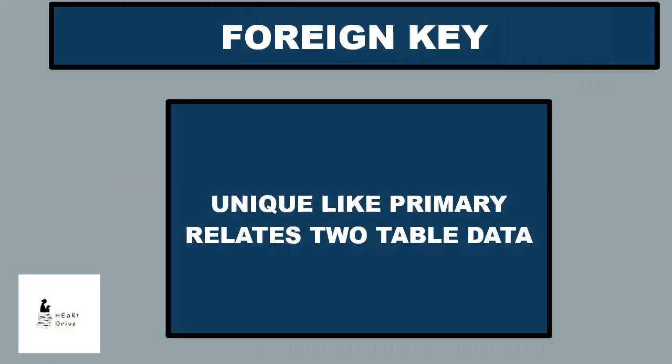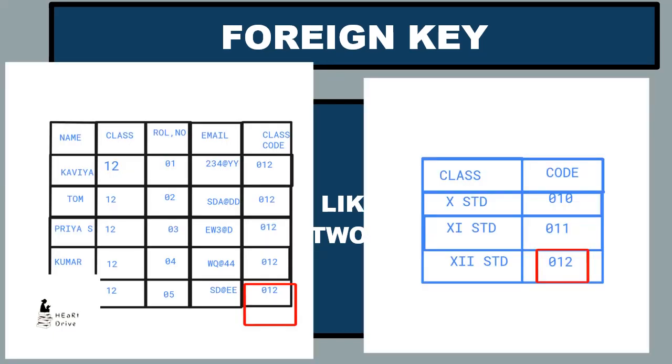Foreign key. A foreign key is similar to primary key, but foreign key has the ability to relate two tables. For example, the class code in this table. This key is unique in both class table and school table, and it also relates both the tables. So it is a foreign key.